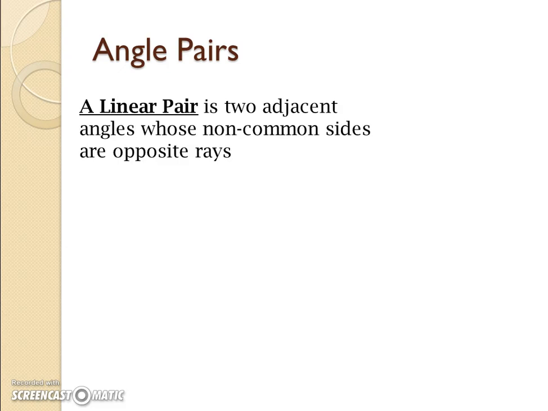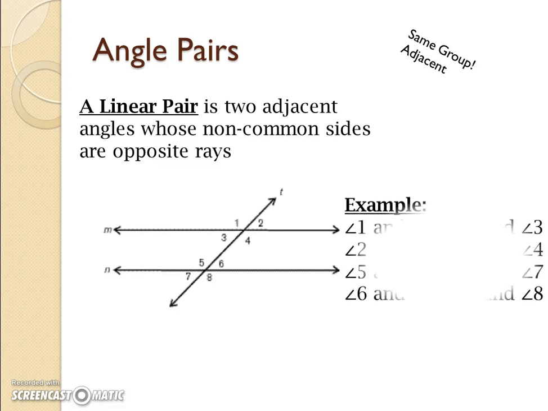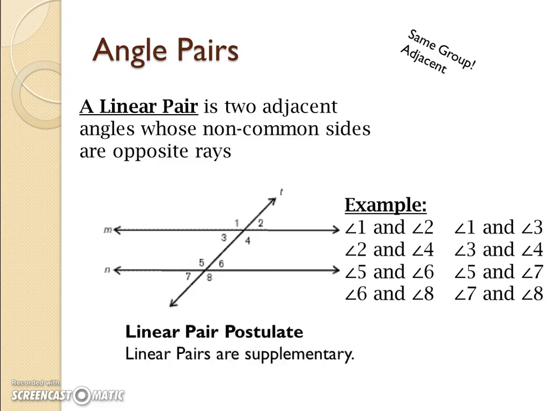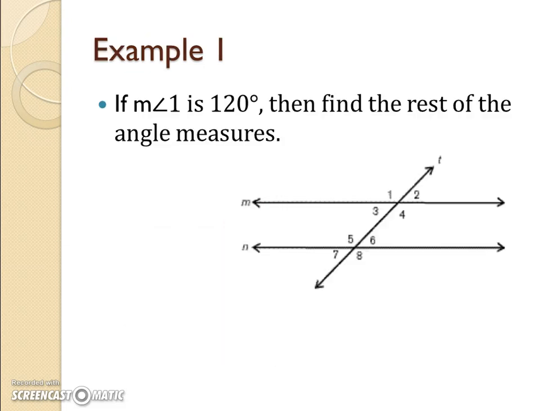The last set is linear pair. There are 2 adjacent angles that form a straight line, same group, they're adjacent. So this is 1 and 2, 1 and 3, 2 and 4, 3 and 4, 5 and 6, 5 and 7, 6 and 8, 7 and 8. Each angle has 2 different pairs. Linear pairs are supplementary, so they add up to 180. So 1 and 2, also realize that it could be sideways, 5 and 7. They add up to 180.